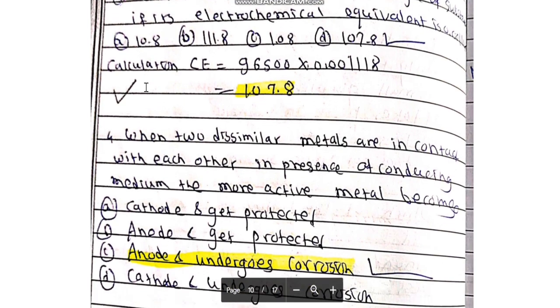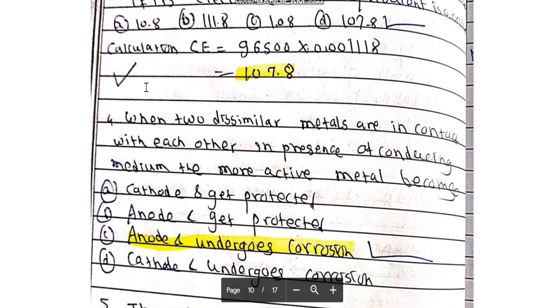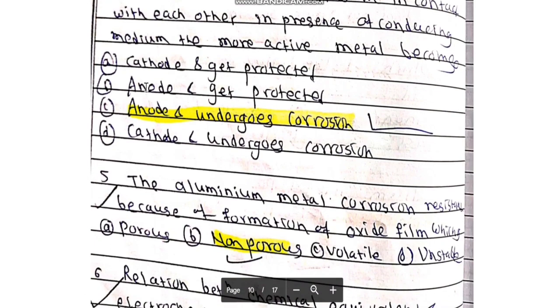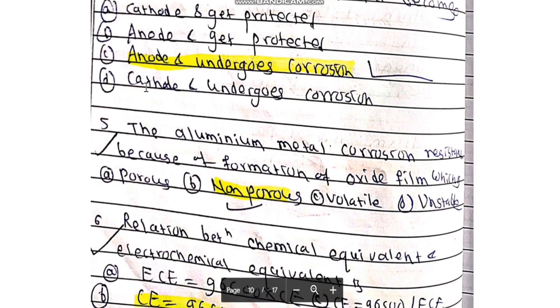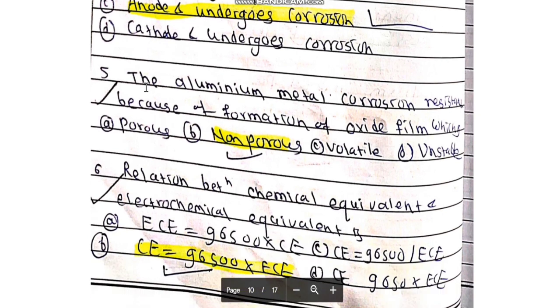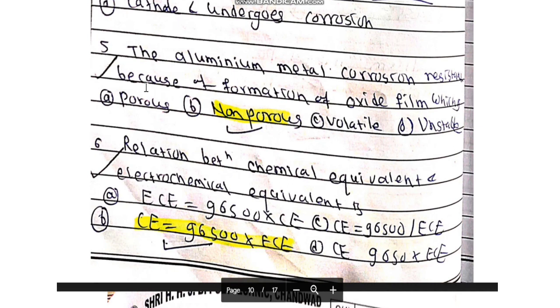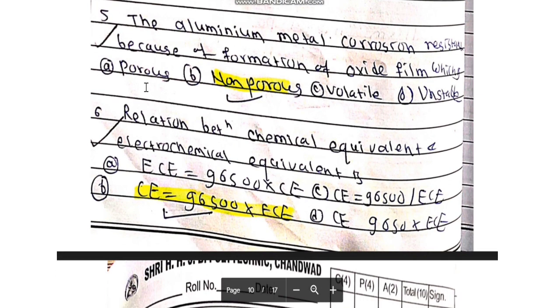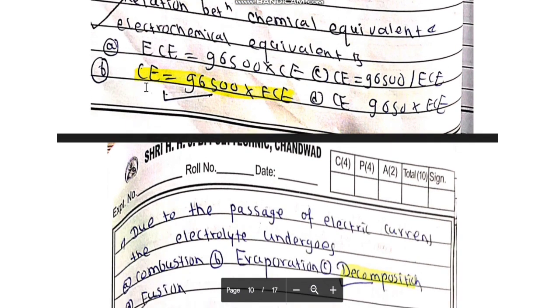ECE is given already. When two dissimilar metals are in contact with each other in presence of conducting medium, the more active metal becomes anode and undergoes corrosion. The aluminium metal is corrosion resistant because of formation of oxide film which is non-porous. Relation between chemical equivalent and electrochemical equivalent is C is equal to 96,500 into ECE.